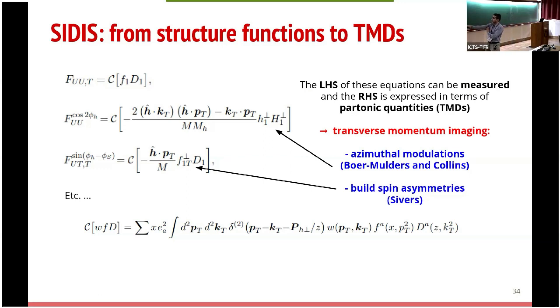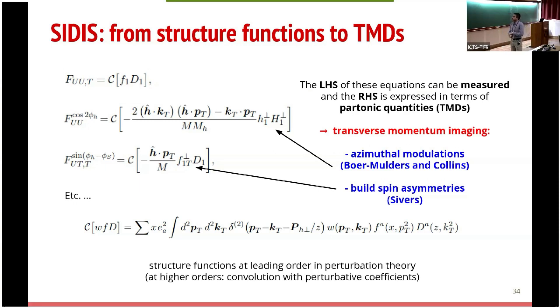Another one, which is easier to address also from the experimental point of view, is this one, which is proportional to the convolution between the Sivers TMD PDF and the unpolarized fragmentation function. So you can access this one, as we said before, when you have an unpolarized lepton beam and a transversely polarized target. So you need polarization in the transverse plane in order to access the Sivers function.